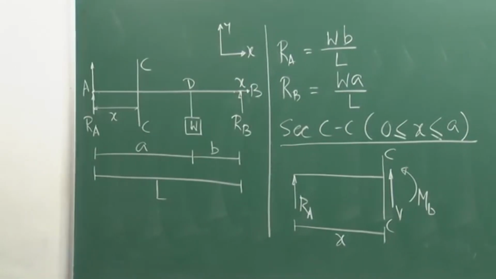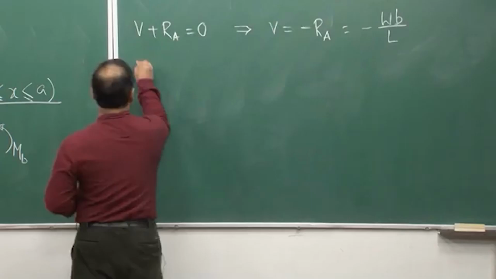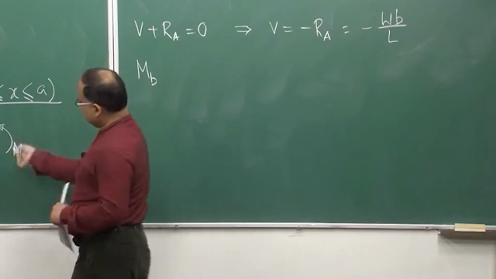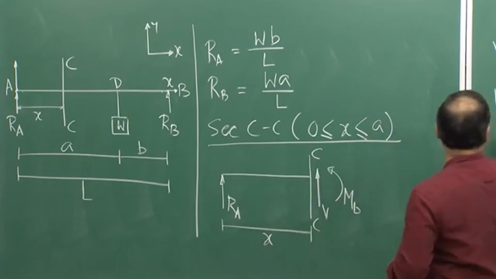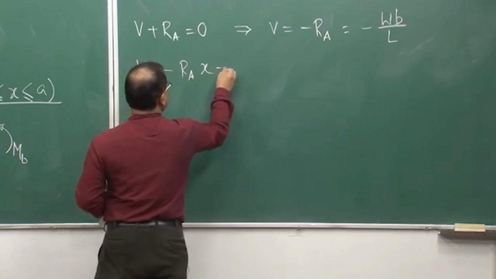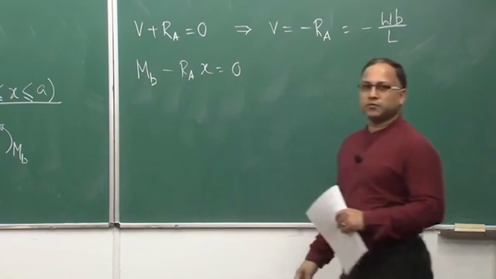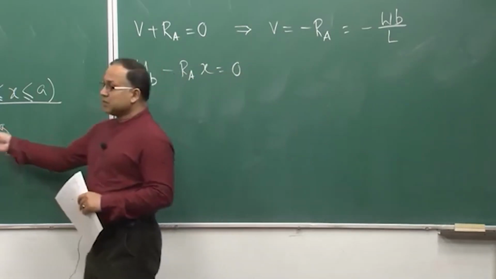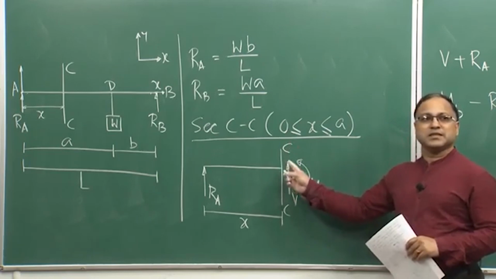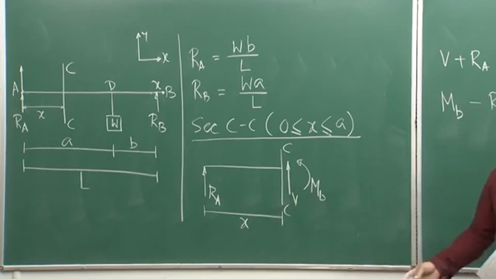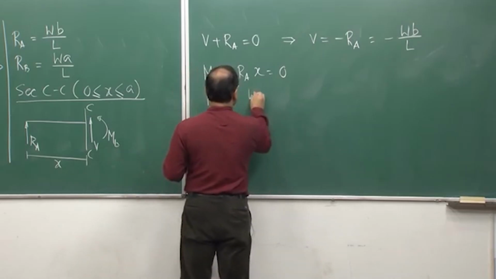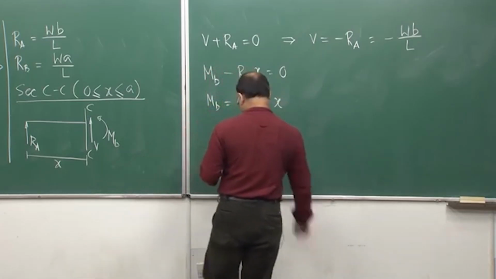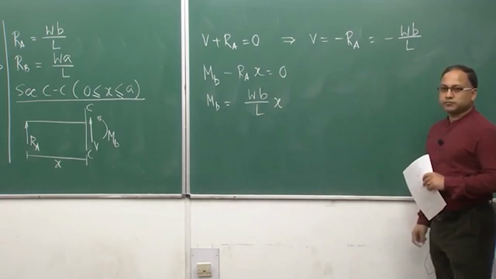Now I will be taking the moment equilibrium. MB is there, that is anti-clockwise, and this RA is acting clockwise, RA into x. So that will be coming as MB minus RA into x equal to 0. V will not be participating, because I am considering the moment with respect to this section, so the contribution of V will not come into the picture. From this I can simply get MB equal to WB x by L.